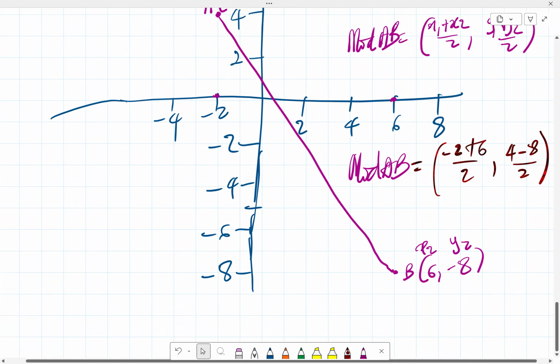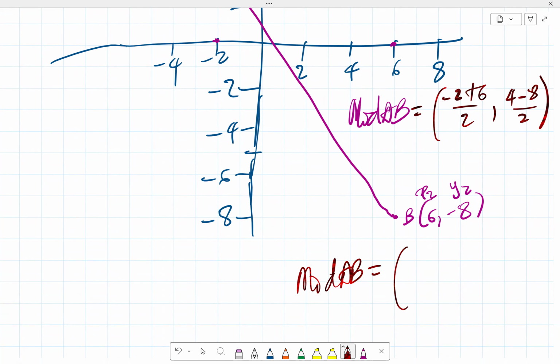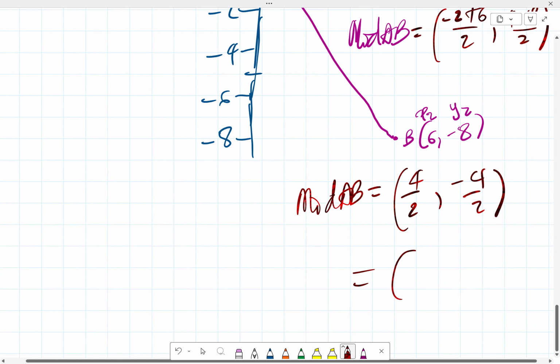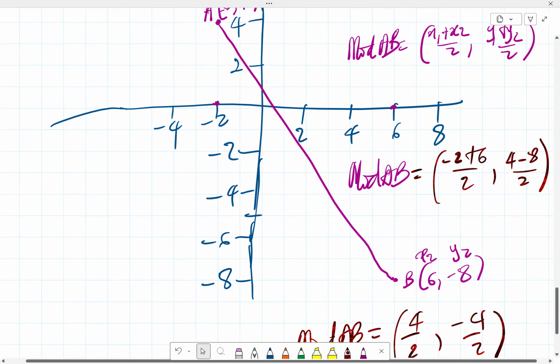So that mid AB is equal to minus 2 plus 6 is 4 over 2. 4 minus 8 is minus 4 over 2. That is 2, minus 2. And that is what we get. So if you come back here now, it means that the midpoint is 2, minus 2.